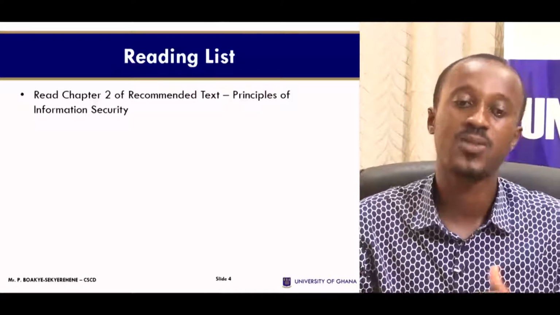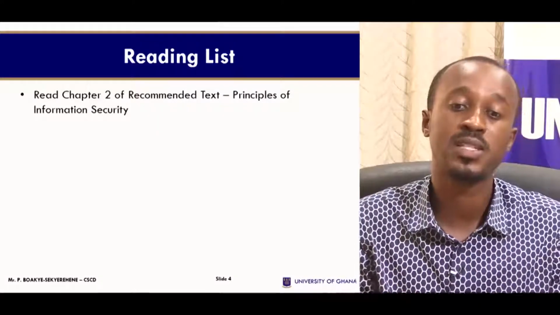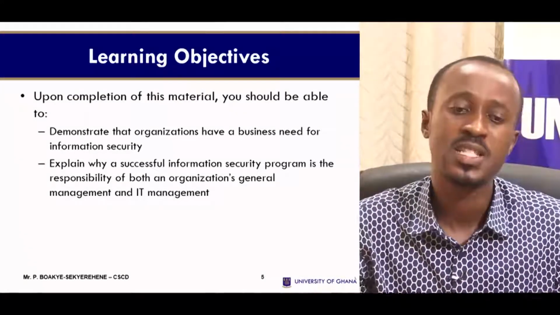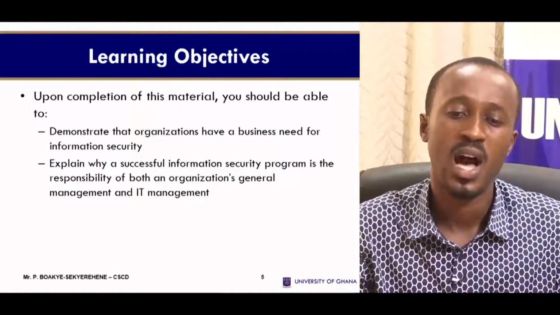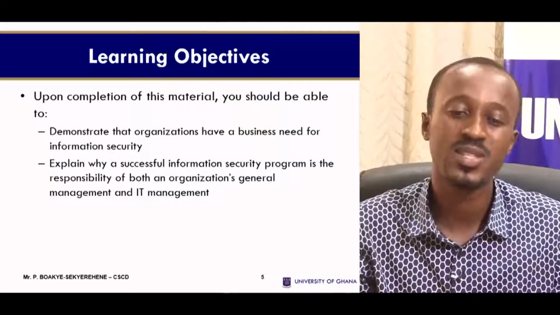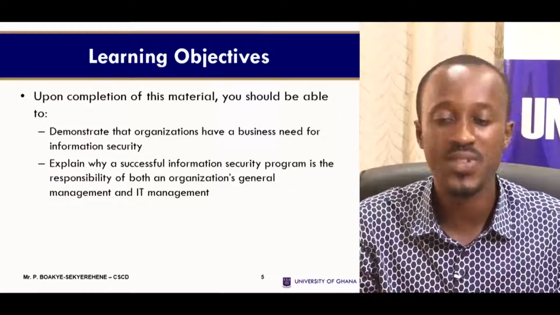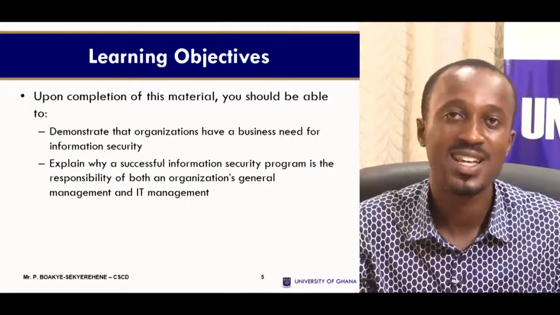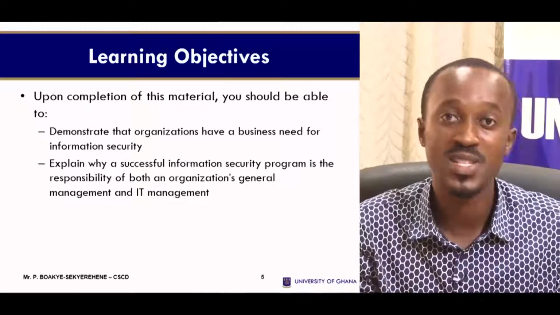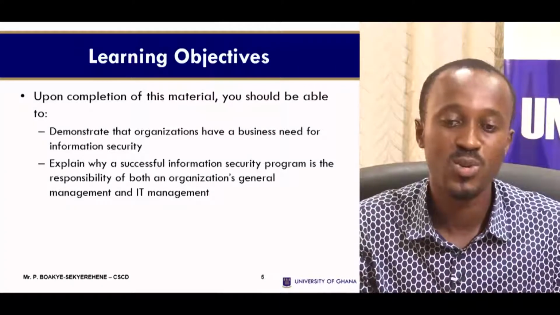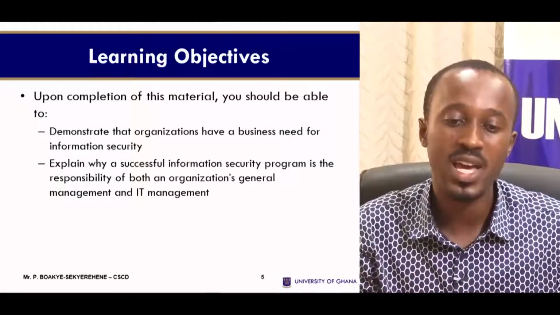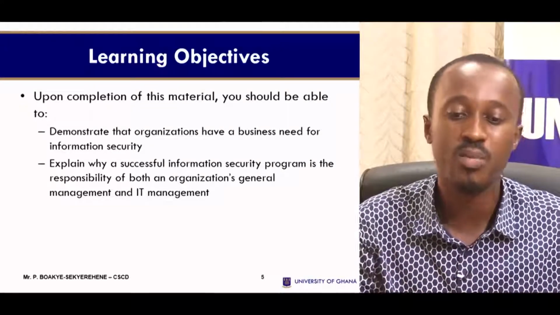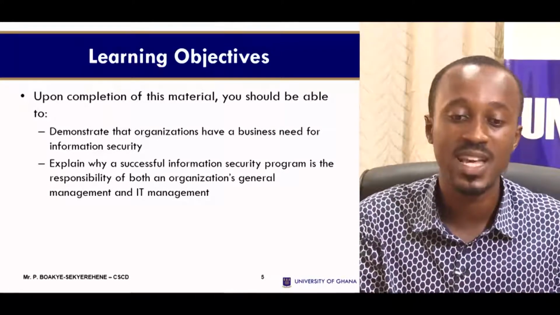Okay, the reading list for this can be found in chapter 2 of the recommended text, which is Principles of Information Security. As learning objectives, upon completion of this, our hope is that you'll be able to demonstrate that organizations have a business need first for information security. Every business in our world today has a priority to be able to secure the information they're using for their business. And also that we'll be able to explain why a successful information security program is the responsibility of both an organization's general management and IT team.